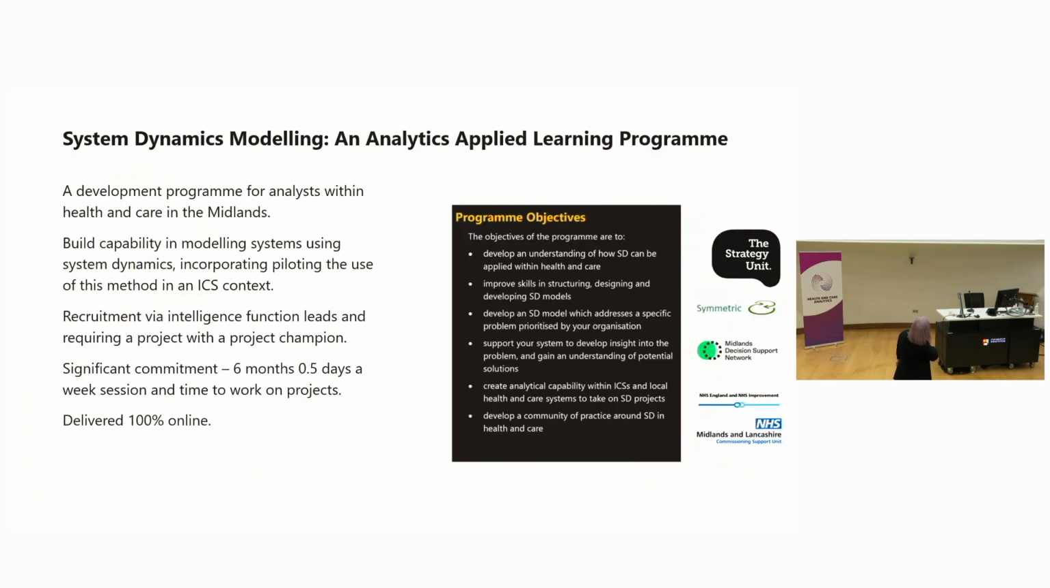So let's talk about, seeing that, we looked at the Midlands Decision Support Network, which is the coming together of the ICSs in the Midlands, whose primary aim is to have intelligence-led decisions. And our aim was to build capability in the region to aid that. So there's a number of programs and learning opportunities through that network that the Strategy Unit helps coordinate. And one of the programs of work we wanted to do was around system dynamics.